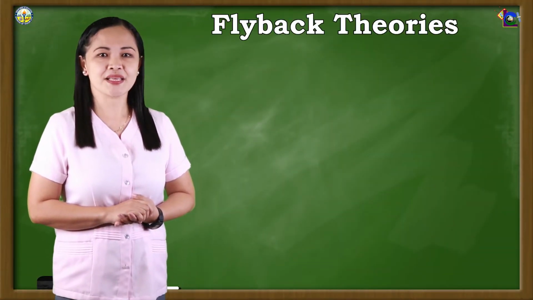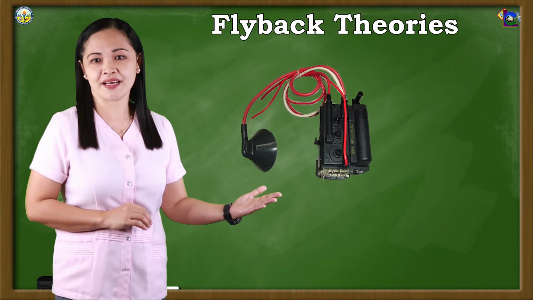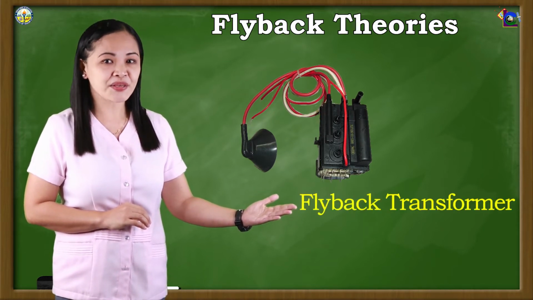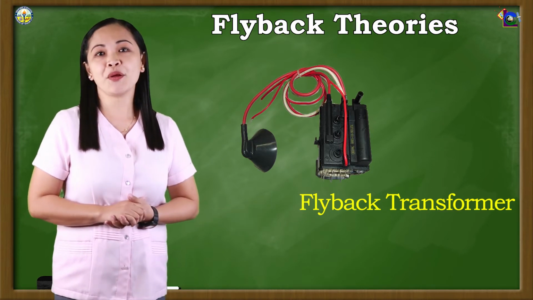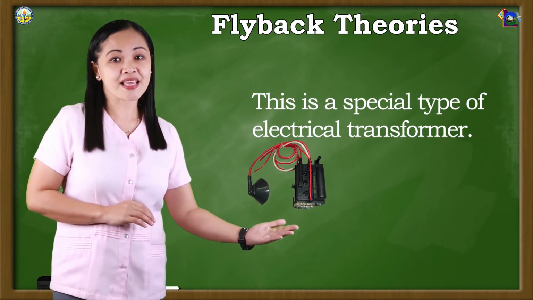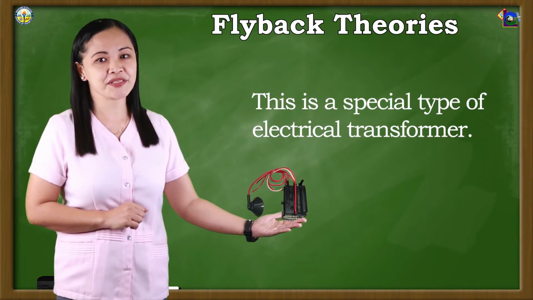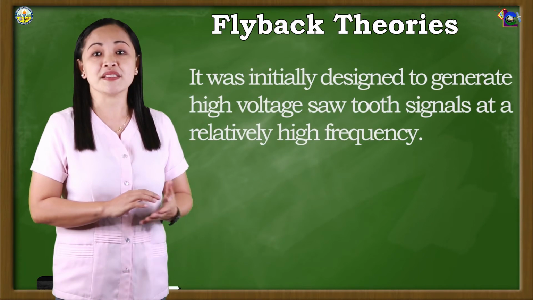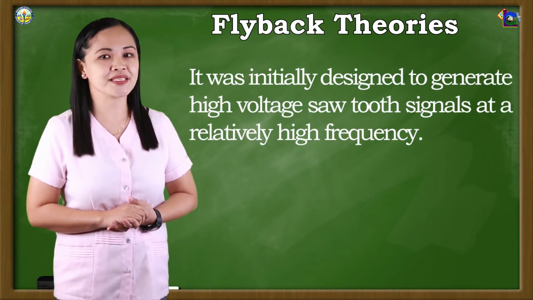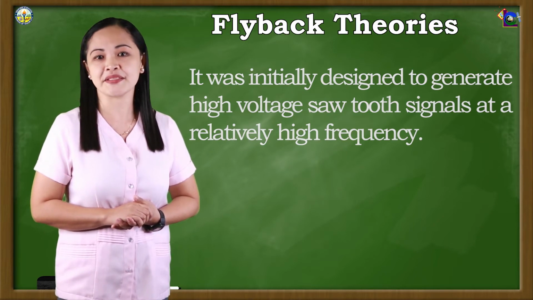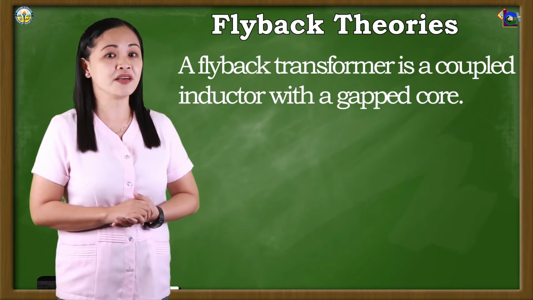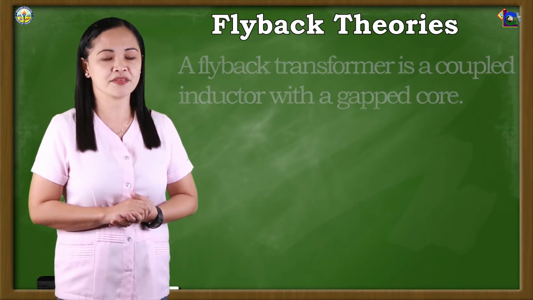Flyback theories. Do you have any idea what image is this? This is a flyback transformer, also called line output transformer. This is a special type of electrical transformer. It was initially designed to generate high voltage sawtooth signals at a relatively high frequency. A flyback transformer is a coupled inductor with a gap core.